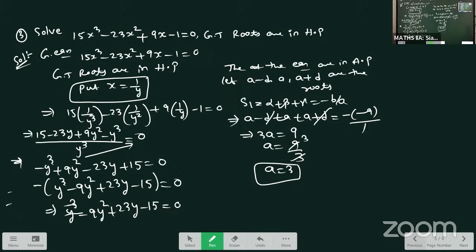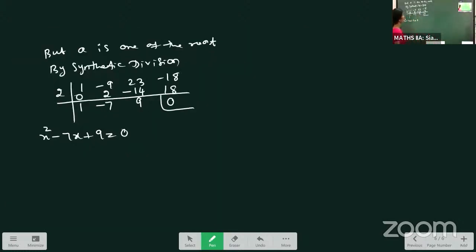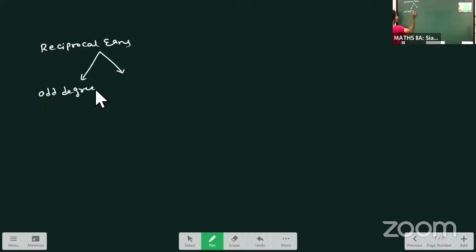Next. Another concept, reciprocal equation. So mostly you have to focus on AP and GP question. Next one, reciprocal equation. This is also an important concept. Reciprocal equations basically two types, odd degree and even degree. Odd degree reciprocal equation and even degree reciprocal equation.